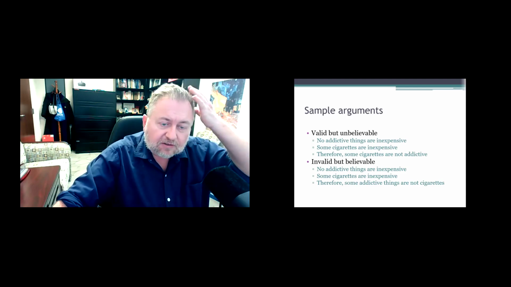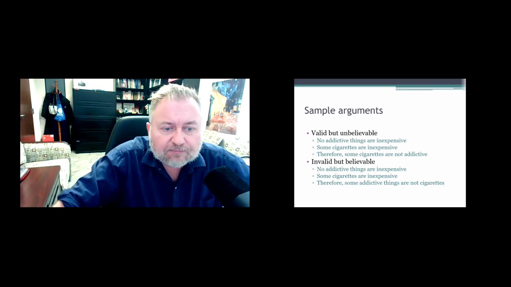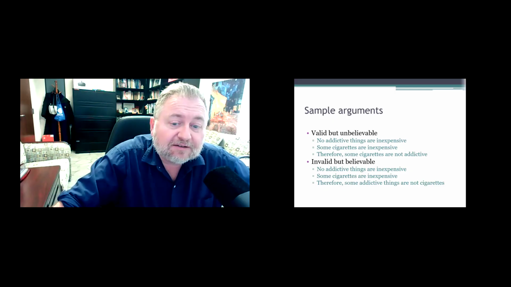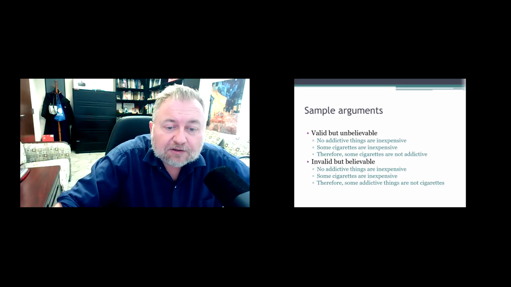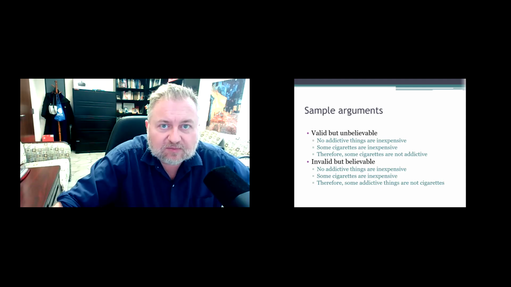That'll be helpful, right? So what are valid but unbelievable claims here? Let's start with this syllogism. No addictive things are inexpensive. Some cigarettes are inexpensive. Therefore, some cigarettes are not addictive. As a syllogism, this is perfectly valid. If we accept the first two statements, our conclusion follows: some cigarettes are not addictive because they're inexpensive. That's valid, but of course it's not believable for us to think this. It seems to violate everything that we think we know about that.